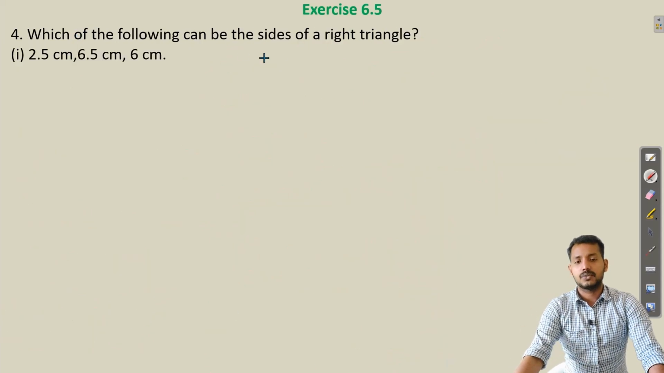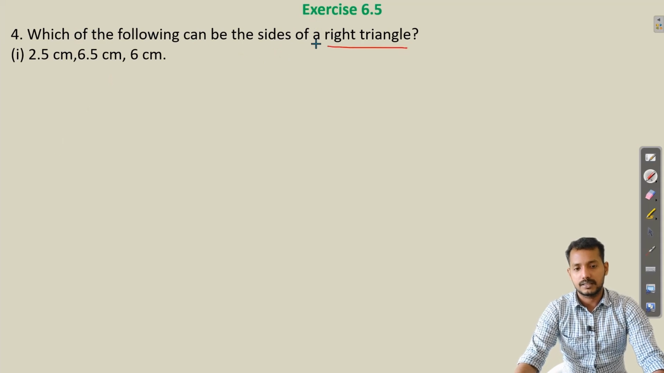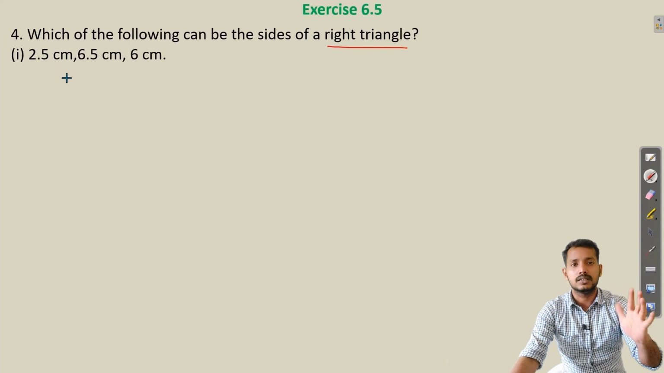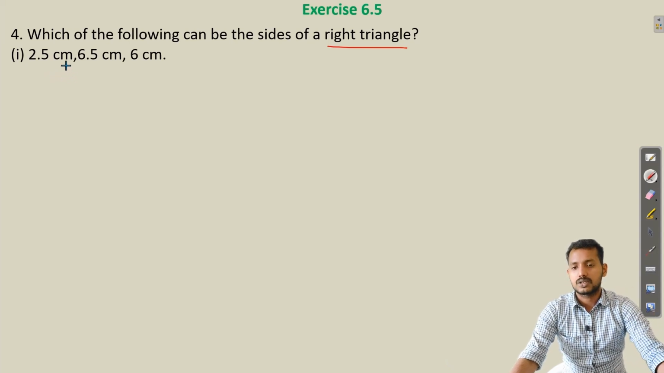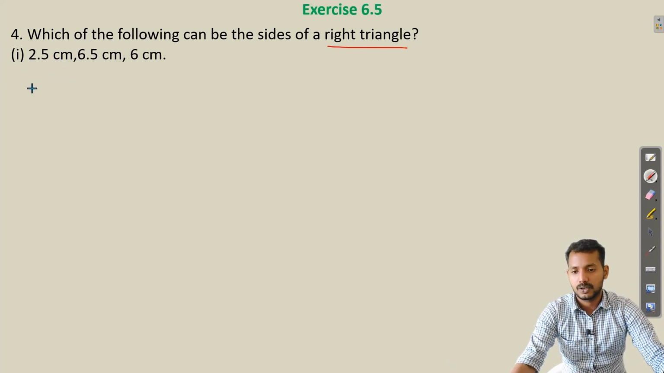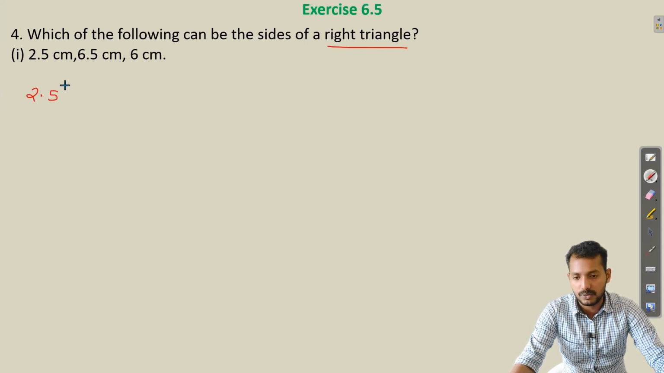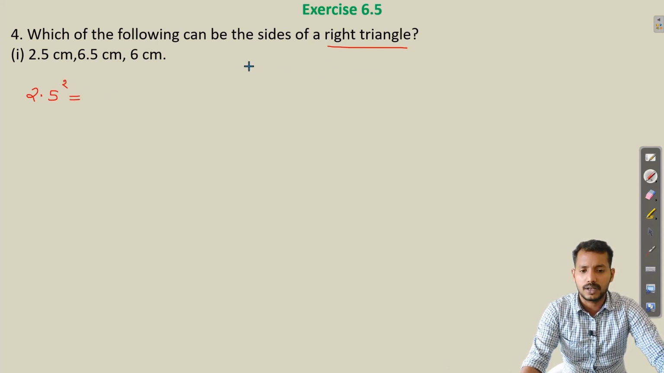Here, which of the following can be the sides of a right angle triangle? That means the sum of the squares of any two sides should be equal to the square of the third, that is the hypotenuse. Let's check it. First, find the square of 2.5. Sorry, it is 2.5, not 25. 2.5 square is 2.5 into 2.5.